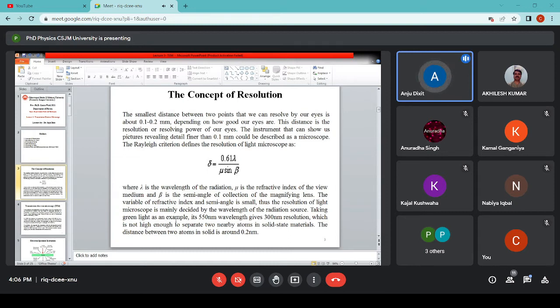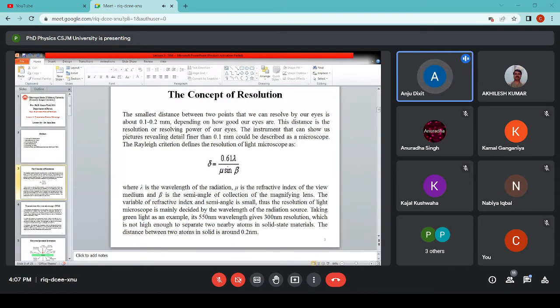Taking green light as an example, suppose we have a wavelength of 550 nanometer, and it gives a resolution of 300 nanometer as per this formula. This is not high enough to separate two nearby atoms in solid materials. The distance between two atoms in a solid is around 0.2 nanometer. So we need some advanced techniques by which we can see the atoms at this level.